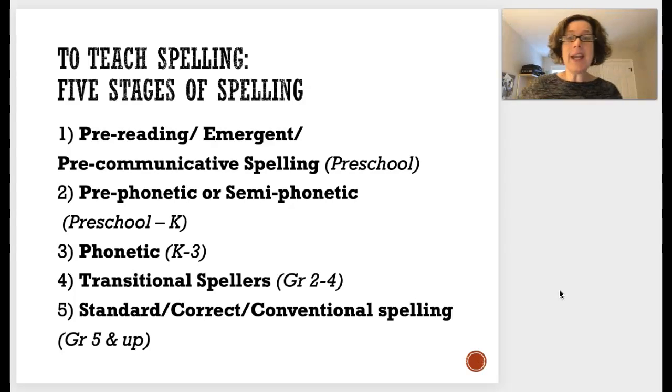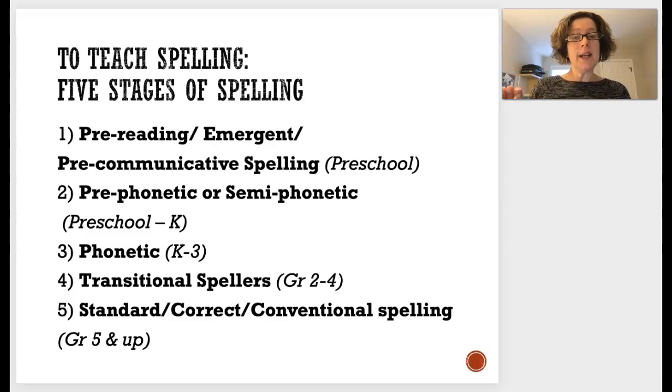Okay, so in order to teach spelling, you have to know a little bit of theoretical background to it. There was always a stage theory. So basically there are 5 stages of spelling. I've put down here all of the words that might describe the different stages from different sources. So the first stage is, you might see pre-reading, emergent, or pre-communicative spelling. Basically, that's our preschool stage.